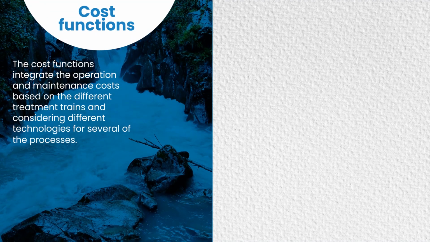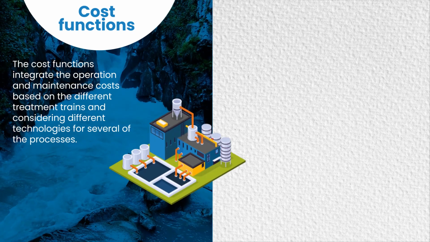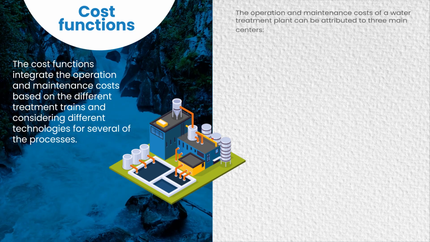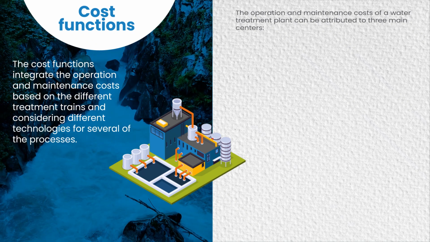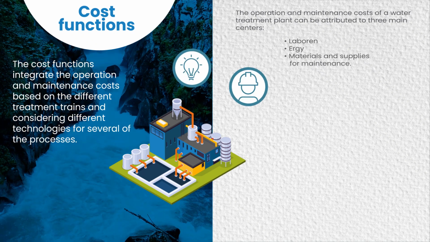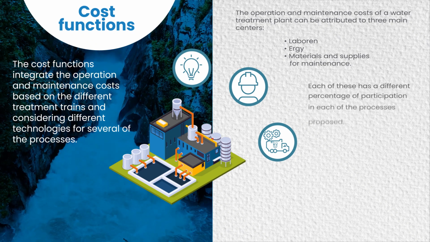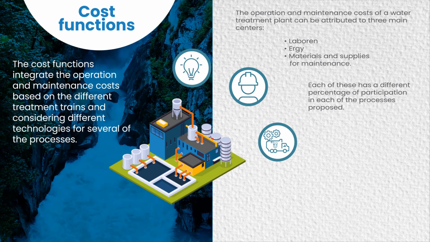The cost functions integrate the operation and maintenance costs based on the different treatment trains and consider different technologies for several of the processes. The operation and maintenance costs of a water treatment plant can be attributed to three main centers: labor, energy, materials and supplies for maintenance. Each of these has a different percentage of participation in each of the processes proposed.